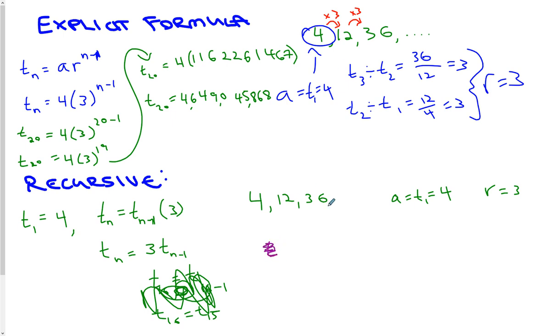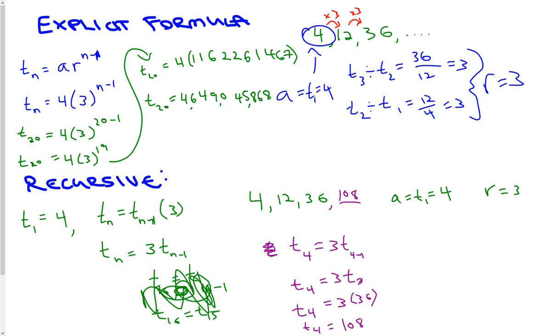But I've got the first 3 terms. Let's find the 4th term. So the 4th term is going to be 3 times the, well, 4 minus 1, what's that? That's a 3. So 3 times the 3rd term. Well, what's the 3rd term? Let's put that in because we know it. It's 36. Okay, so let's finish it off. So 3 times 36, 108. So now we know our next term is 108.